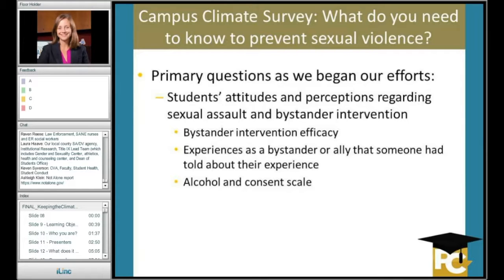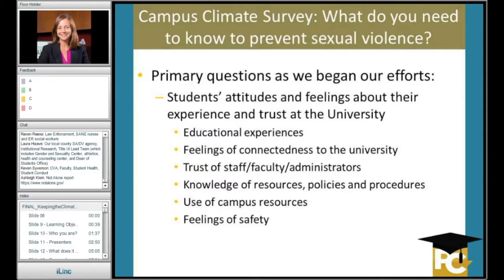And then we also added the Ward alcohol and consent scale because we knew that that was an issue on our campus. And then really the third category, which came from the Not Alone report, was looking at students' attitudes and feelings about their experience and trust at the university, what types of educational programs they'd attended or been a part of, feelings of connectedness, trust of staff, faculty, administrators, knowledge of resources, use of campus resources, feelings of safety. And so all that information has really guided some of our efforts in understanding. For example, our graduate students express less feelings of connectedness and social support at the university compared to our undergraduate students. So trying to identify, okay, that may not necessarily have to do with sexual violence, but also what does that mean for how we can improve our efforts to help graduate students feel more connected.